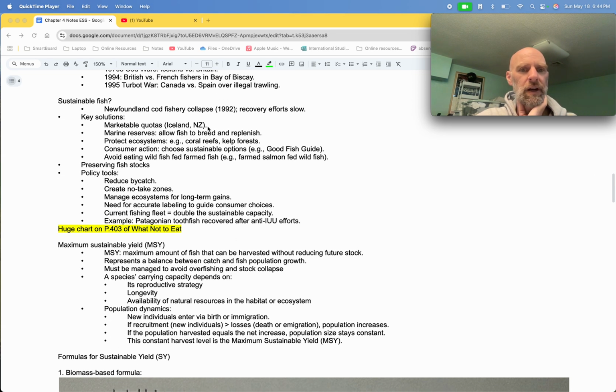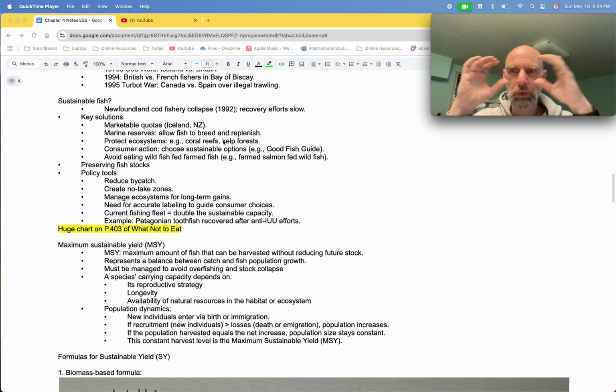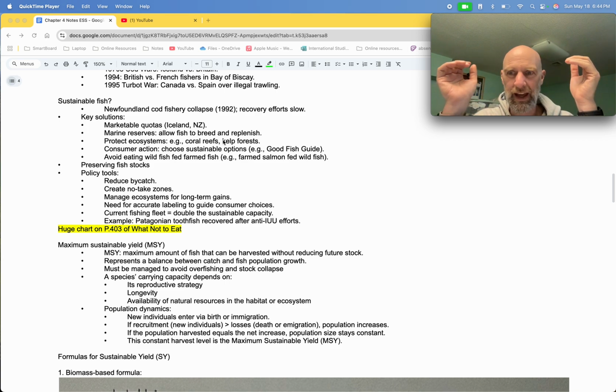Marketable quotas, Iceland and New Zealand. Iceland's fish industry has actually been well managed, so they're kind of the poster child for it. Marine reserves allow fish to breed and replenish. Marine reserves are kind of cool. It's like an area, like a national park in the ocean where you can't fish or any of that. So you can't have boats in there. I mean, you can maybe have boats go through there, but nothing that's a fishing boat getting in there.